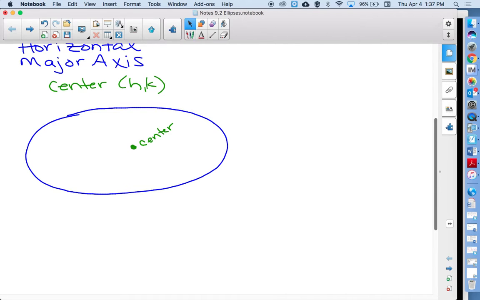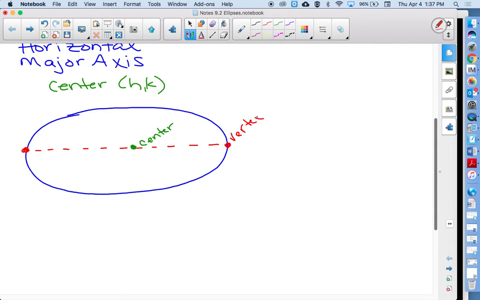So it says our vertices are A units from the center, and they're going to be on this horizontal line. So I'm just going to dash in an invisible horizontal line that connects the vertices and the center together. So here is a vertex and another vertex. The distance from the center to each vertex is a distance of A. Mine doesn't quite look centered.